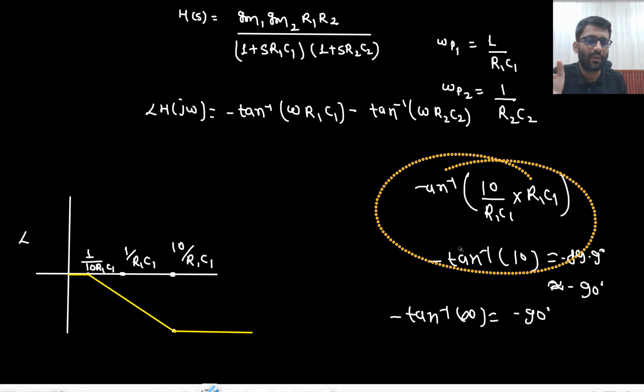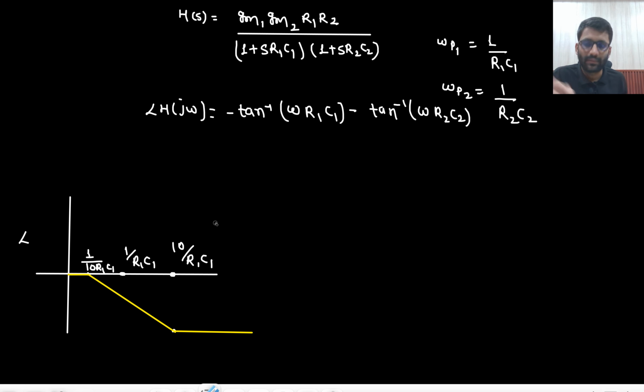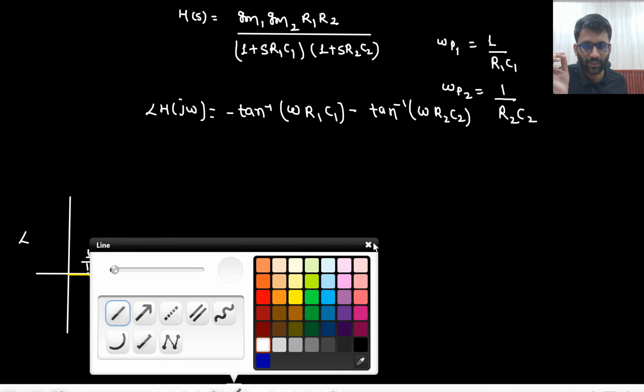Okay, so this we have drawn for this much. So this is how we draw the phase plot for only this one. This is not the complete one. We will draw for tan inverse omega R2 C2 as well. So let's draw for tan inverse omega R2 C2.